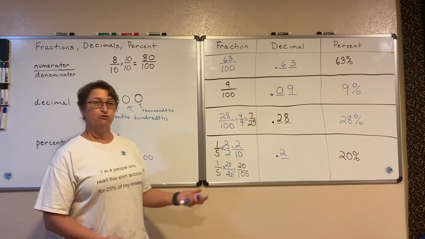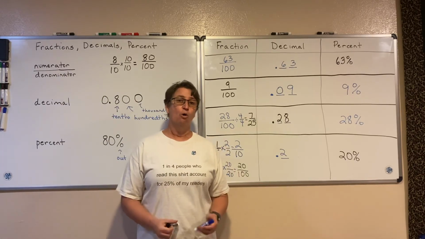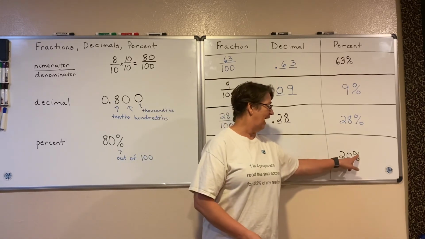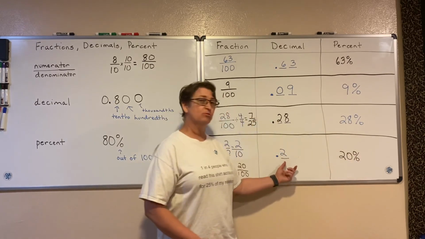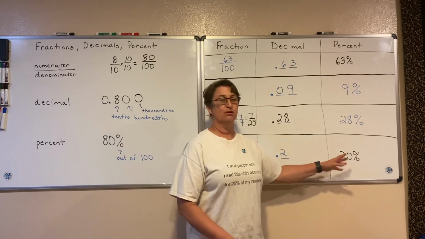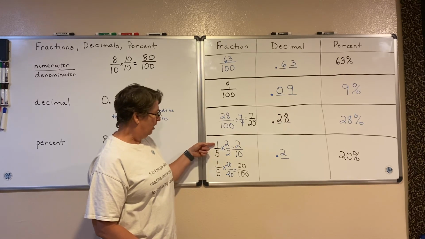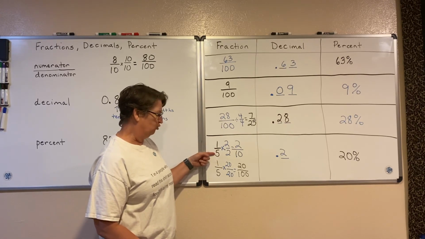So those fractions, decimals, and percents are all just part of a whole. Percent is always out of 100. Decimals, your denominator is tenths, hundredths, thousandths, 10,000ths, etc. And then our fractions, it's just the part out of the total number.